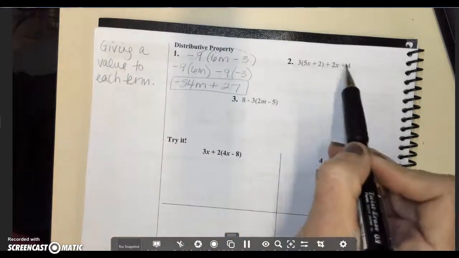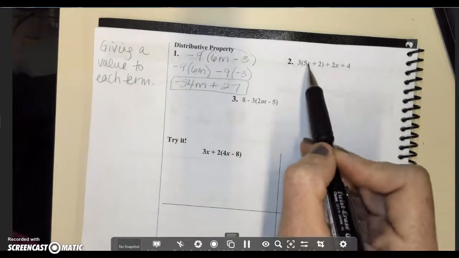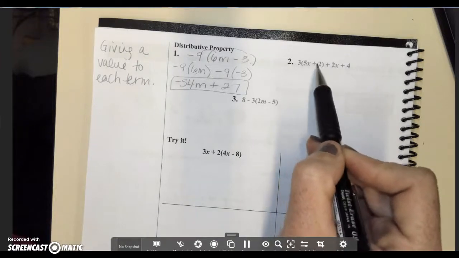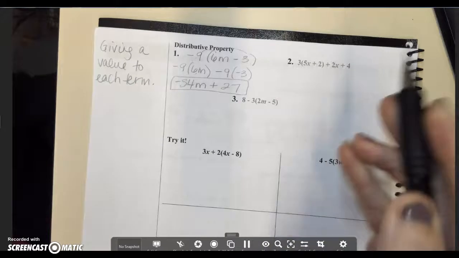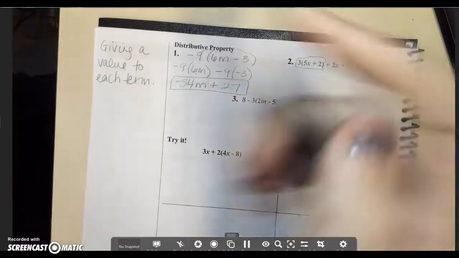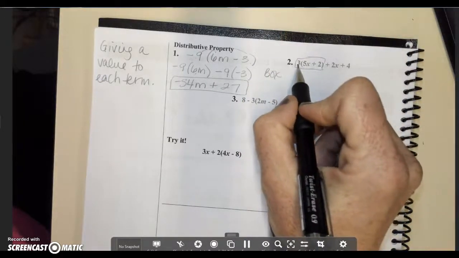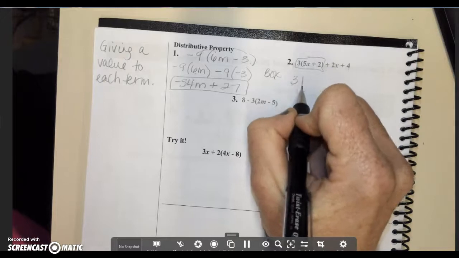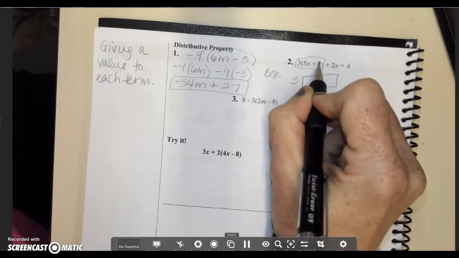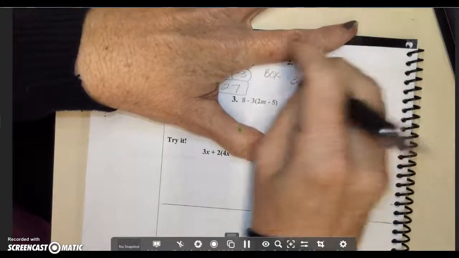Okay, next one. Now I'm going to leave this 2x plus 4 off for a minute. Order of operations is I have to get rid of that parentheses first. So I'm just going to take this section right here, because that's what I need to multiply out. And I'm going to show you box method. So this is one number, a 3, and it's got 2 terms that it needs to be multiplied by.